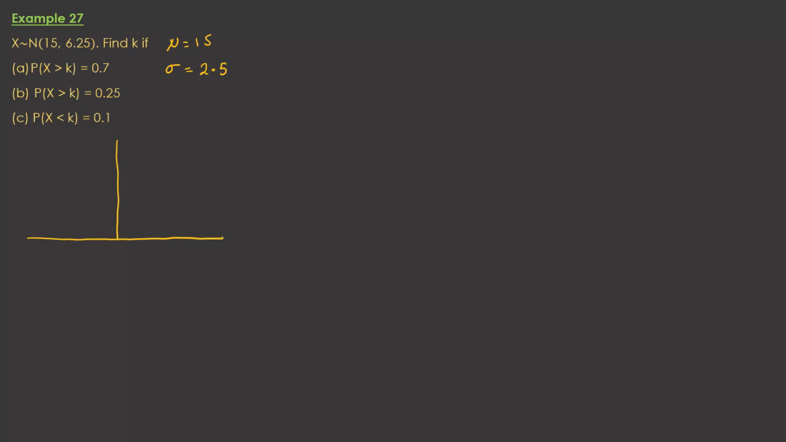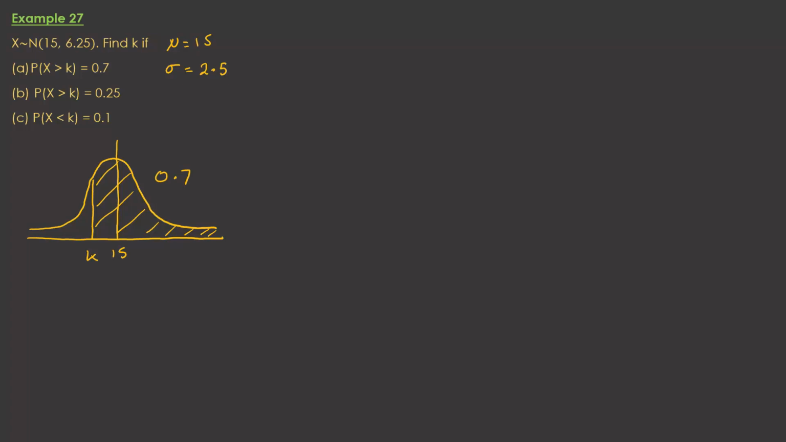So this would be 15 here. And we know that this is perfectly symmetric. So we've got some value k here such that the area in this direction is 0.7. Now, we can find this using an inverse normal.